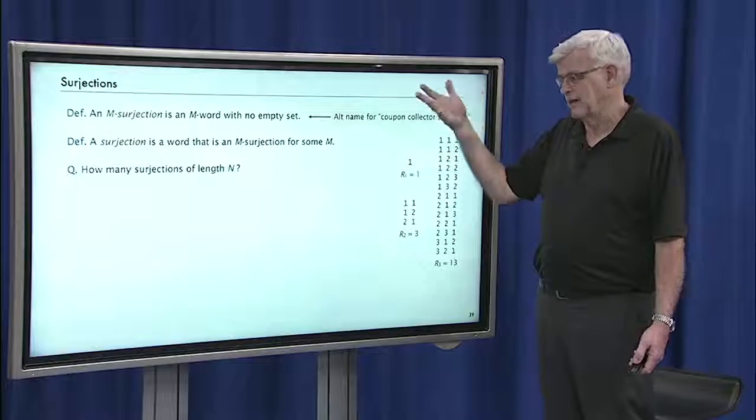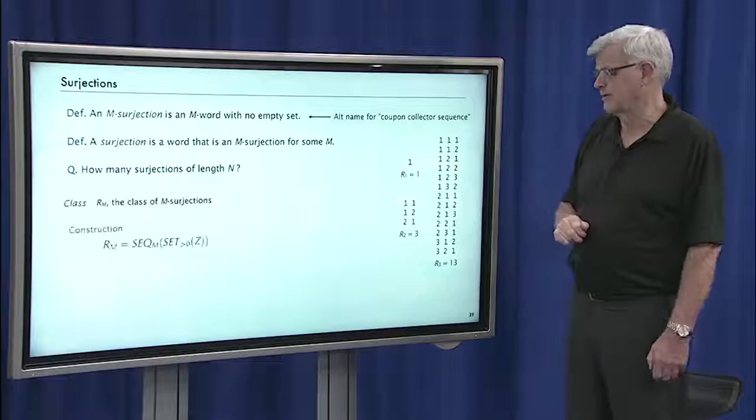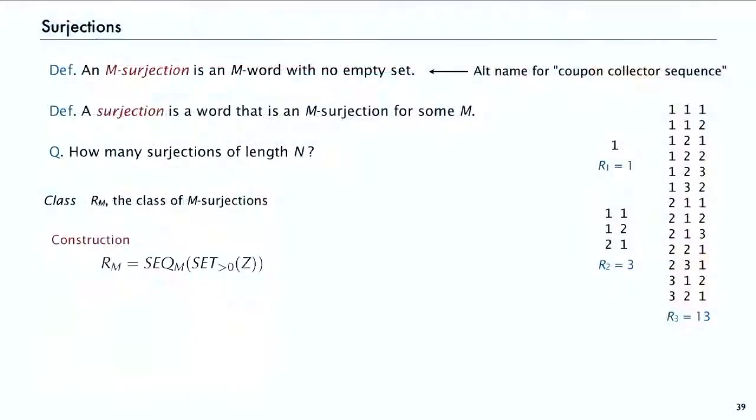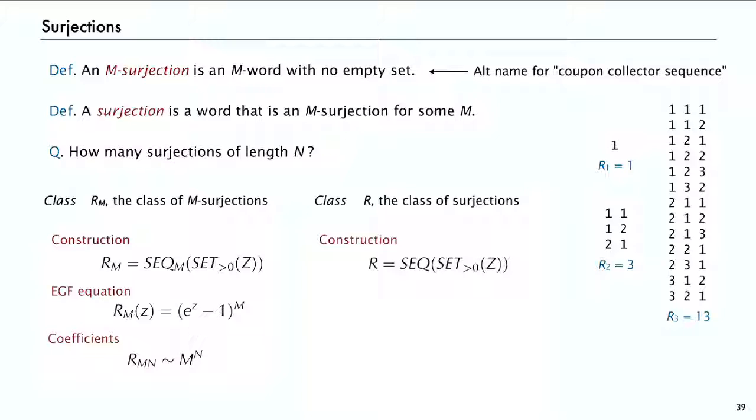But from analytic combinatorics, it's easy to write down the construction for this. For M surjections, we had a sequence of length M, and we got that generating function. For surjections in general, we take out the constraint on M. So that means the set greater than 0 is e^z minus 1. A sequence of those is 1 over 1 minus that. So it's 1 over 2 minus e^z. That's the generating function for surjections.